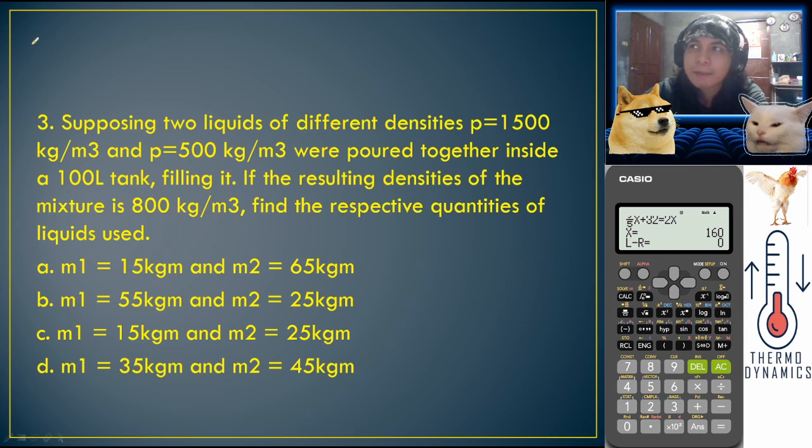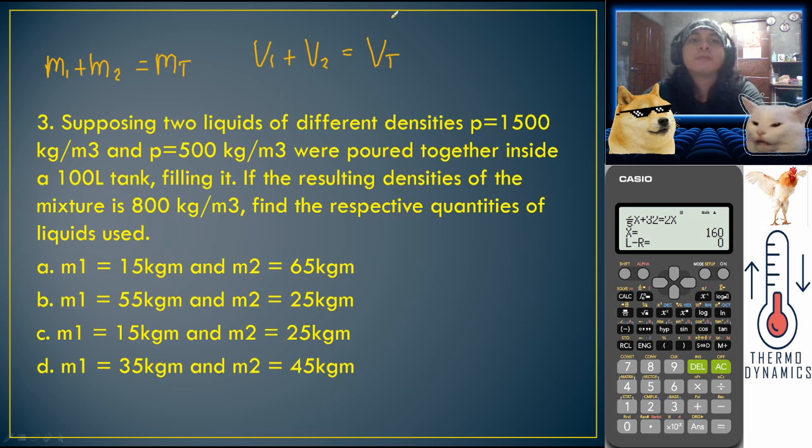Ano pwedeng i-add? Yung mass at saka yung volume. So, yun. Doon po tayo kukuha ng working equation. Okay? So, we have mass 1 plus mass 2 is equal to total mass. Yan po yun. And another is kailangan natin V1 plus V2 is equal to total volume. Okay? So, game! Since mass yung hinahanap, edi okay na tayo dito.